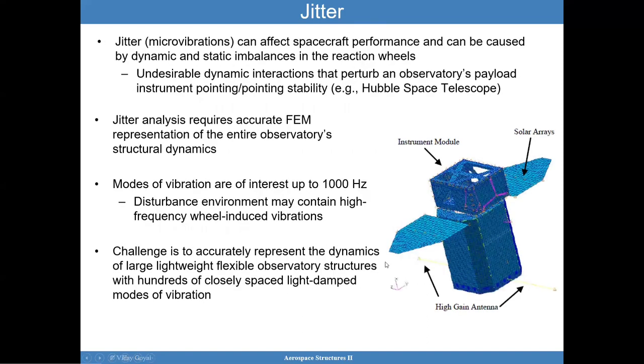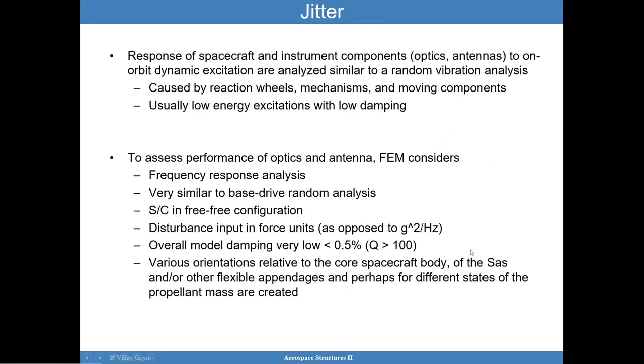Typically, the spacecraft is in the free-free configuration as shown here, and the disturbance inputs are going to be in force units as opposed to G squared divided by Hertz. So that's a big difference from the random vibration analysis I discussed earlier. The overall modal damping is going to be very low, 0.5%, compared to other types of analysis you may perform. And you're also going to have to analyze various orientations of the core spacecraft body and look at different states of propellant mass as well. So this is how you'll approach a jitter analysis.